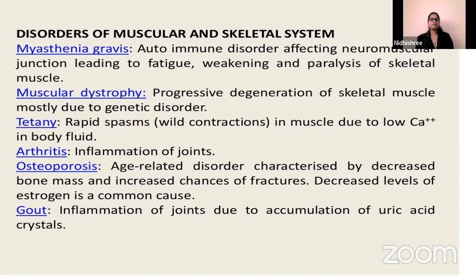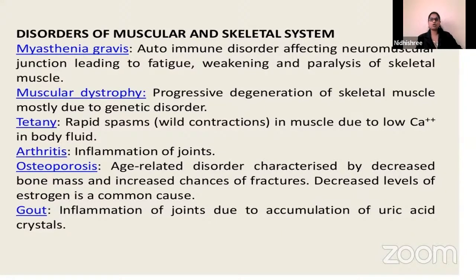So the first one is myasthenia gravis. It is an autoimmune disorder, affecting the neuromuscular junction leading to fatigue, weakening and paralysis. Muscular dystrophy, progressive degeneration of skeletal muscle cells due to genetic disorder. Muscular dystrophy is a genetic disorder.